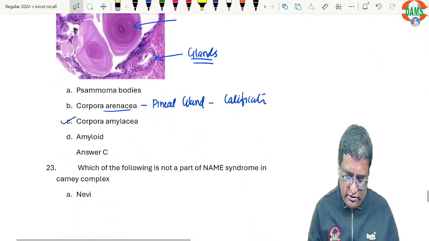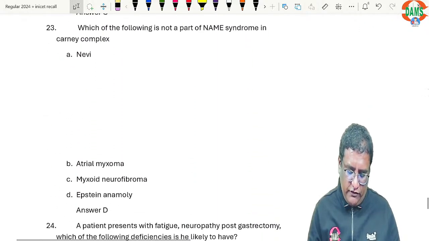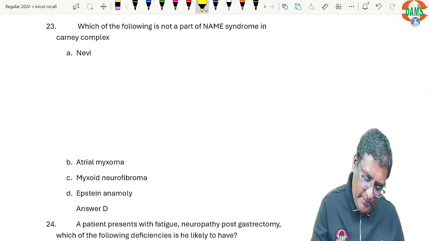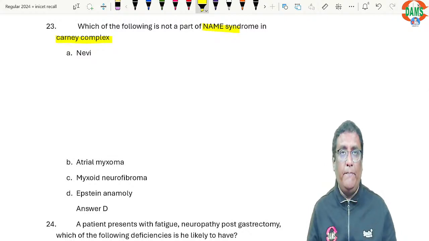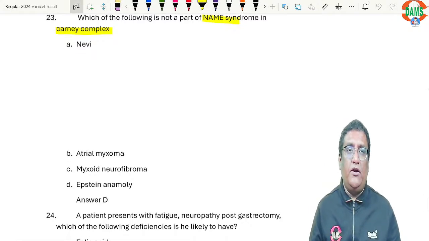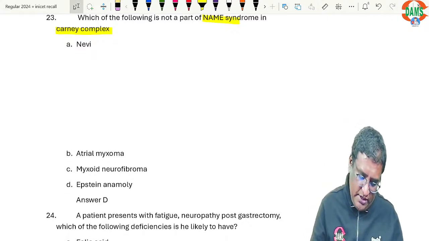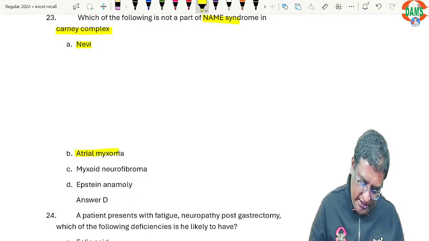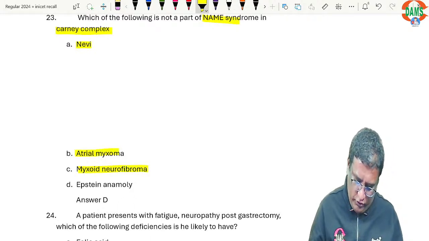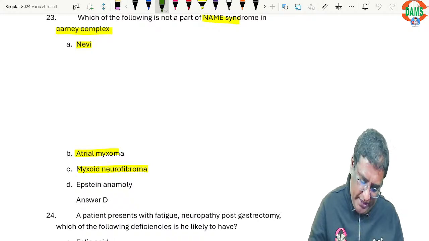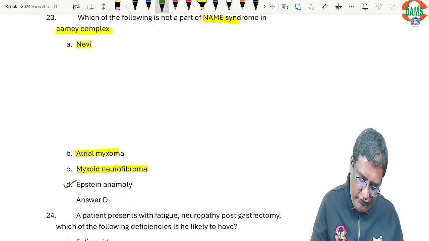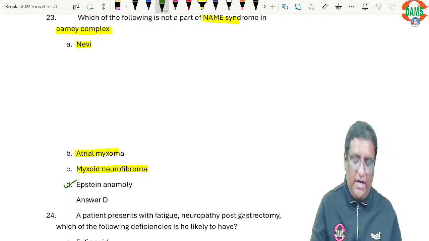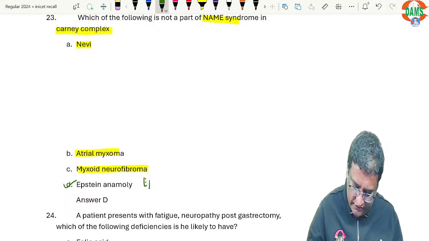Right? Okay. Next. Which of the following is not a part of NAME syndrome in Carney complex? Did they mention the word Carney complex or did they just ask NAME syndrome? So what is not a part of NAME syndrome? Yes, nevi, atrial myxoma, myxoid neurofibroma, Ebstein anomaly. Answer is option D. So that is not a part. So NAME will have A, B, C, and will have E for ephelides.